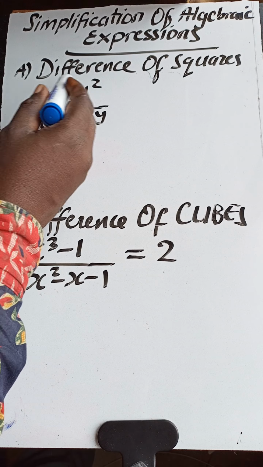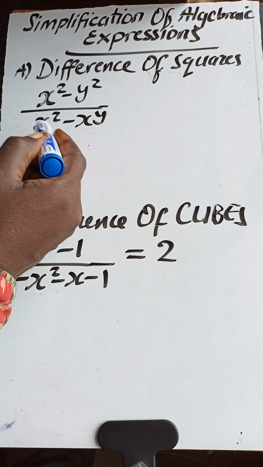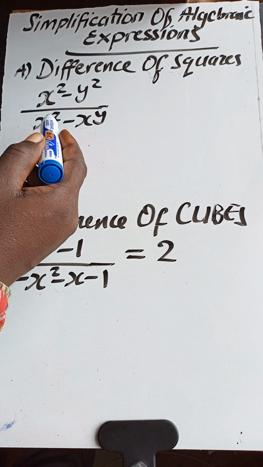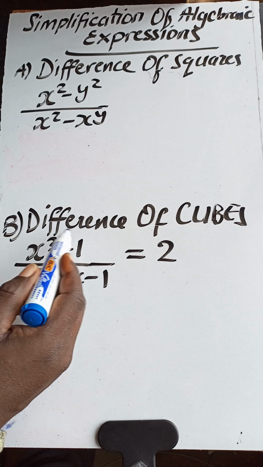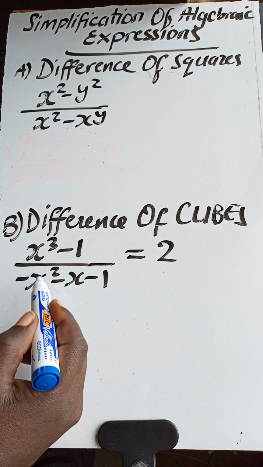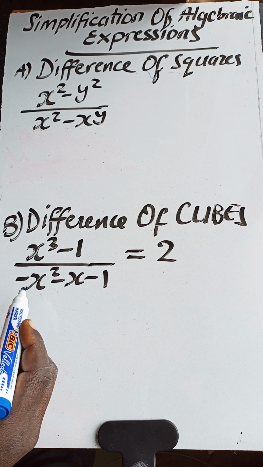Here we're going to use the difference of squares identity to simplify this rational expression. And then later on we'll use the difference of cubes identity to be able to solve this equation.